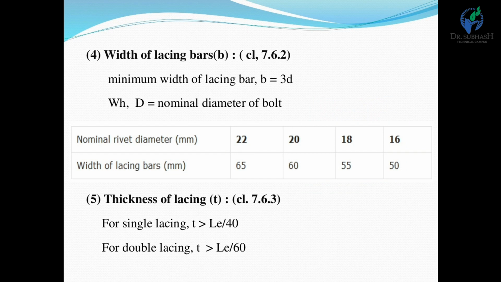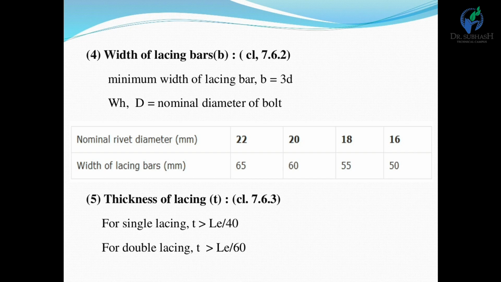Now the width of the lacing bar. After calculating the effective length, we decide the width of the lacing bar. It is given in clause 7.6.2. The minimum width of the lacing bar, denoted by B, is equal to 3 times D. Now what is D? D is the nominal diameter of the bolt hole. You have to decide the nominal diameter, either 22, 20 or 18, depending on the bolt design criteria.